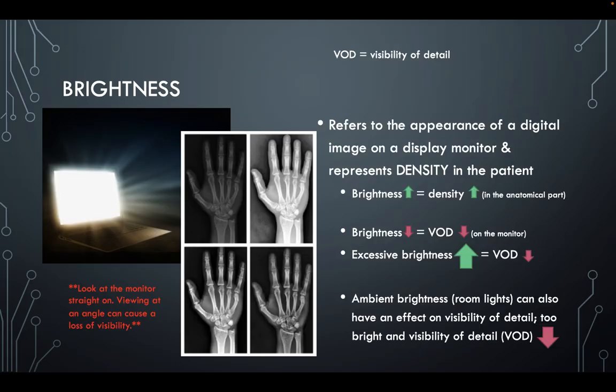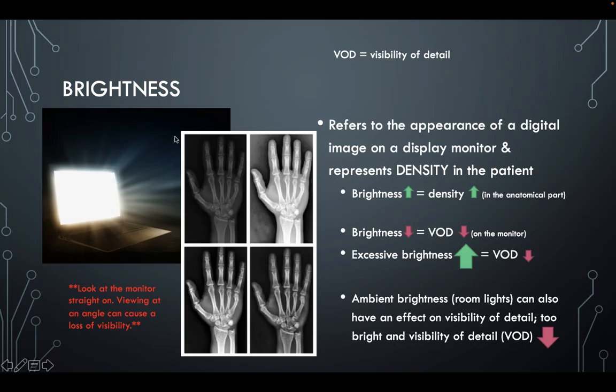All right, brightness. This refers to the appearance of a digital image on a display monitor and represents density in the patient. So something super bright, and even in this one, this is super bright. Super bright areas represent something that is super dense in the patient.